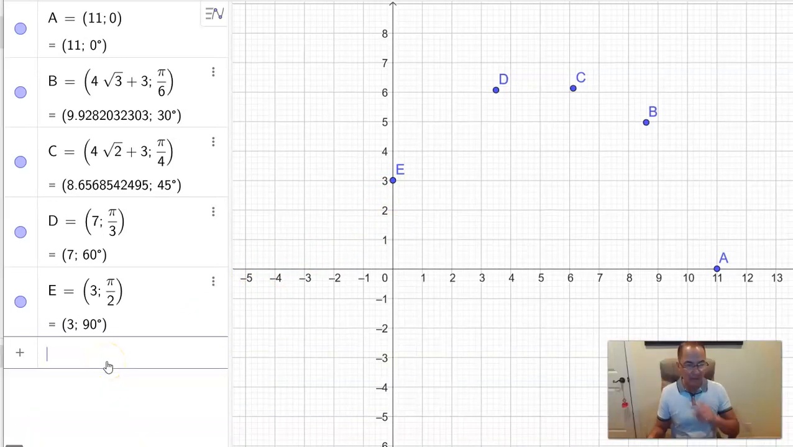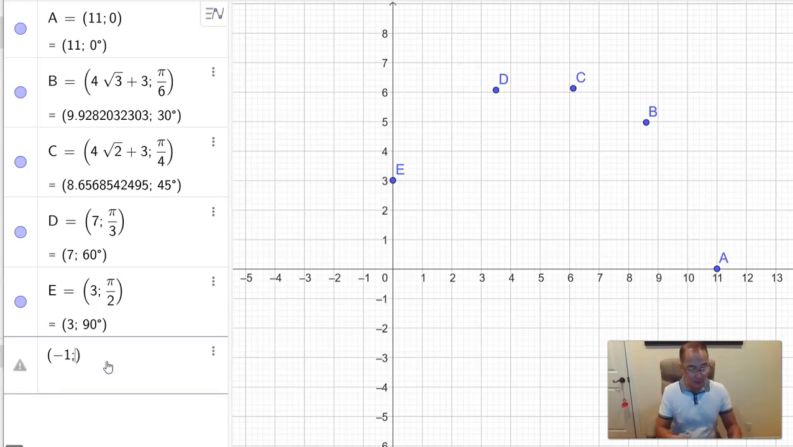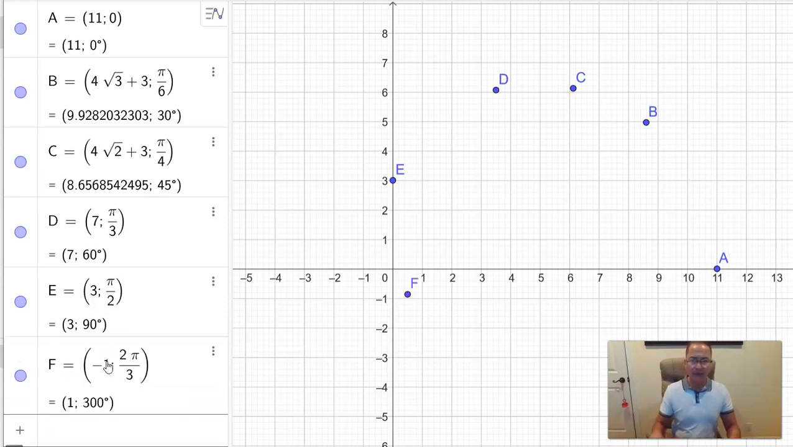Actually, no, I changed my mind. I think you should see this because this is where it gets exciting. So we have negative 1, 2 pi over 3, because it's polar, 2 pi over 3. See how funny this point is. 2 pi over 3 is supposed to be over here, 60 degrees from the left. But it's negative 1, so we should be going backwards. Okay, very interesting. What is next?